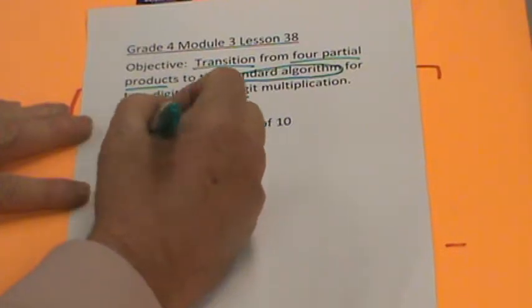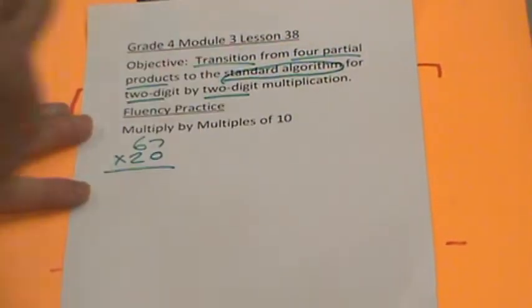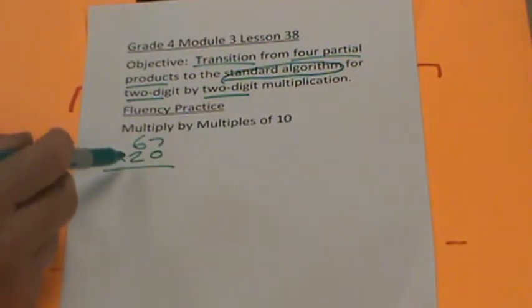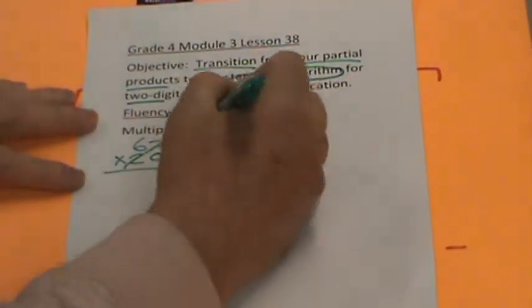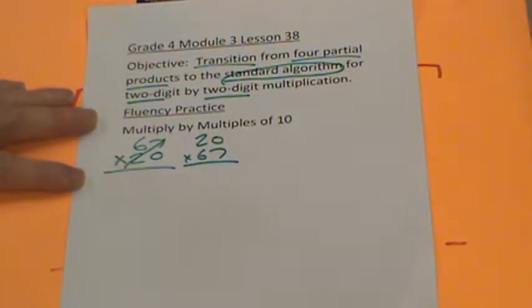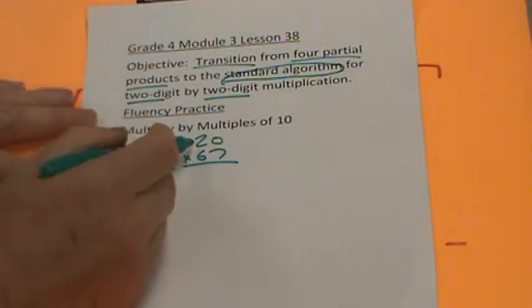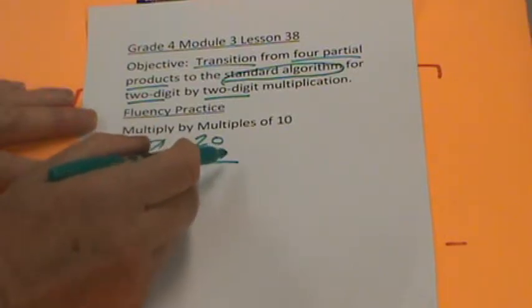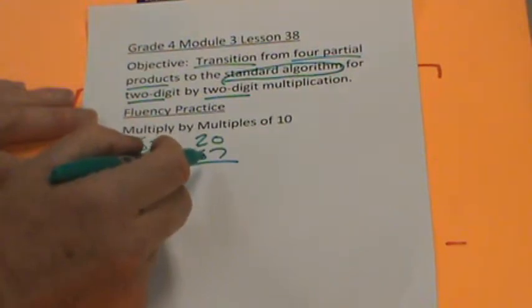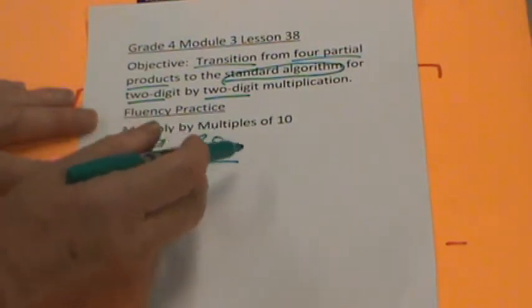times 20. Well, you know what? Let's flip that. Let's go 20 times 67. We're going to do two tens. That's 20 times 7 ones plus two tens times 6 tens. You got that? Let's think about how we're going to do this.